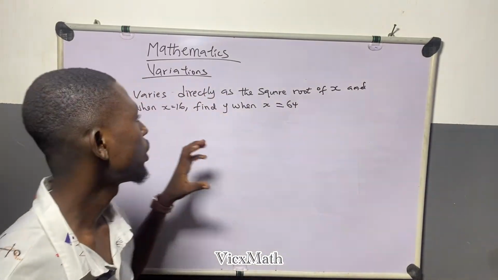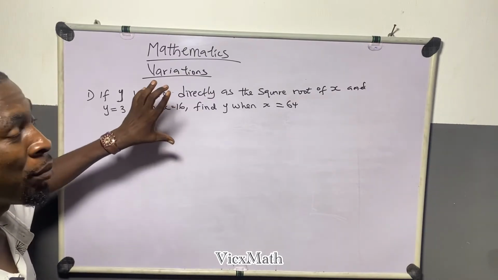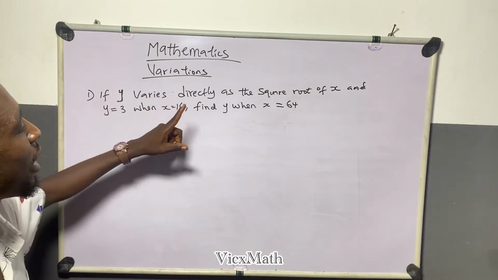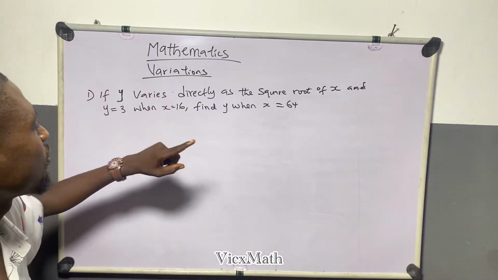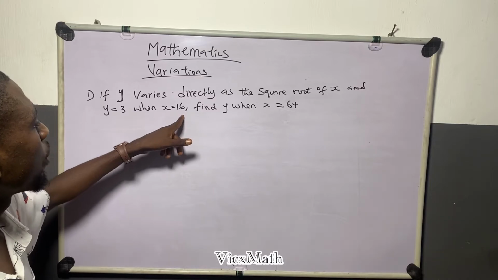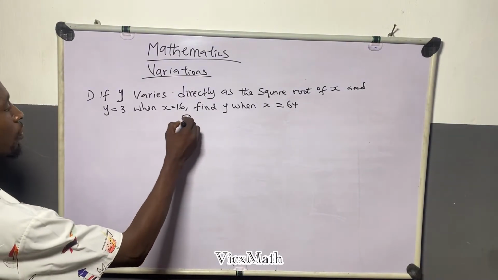Today we have something to do here on variations. This is very simple. I won't be doing many examples, but with this example, I believe you will understand the whole concept of variation. If y varies directly as the square root of x and y equals 3 when x is 16, find y when x is 64. Now, let's go to the solution to this.